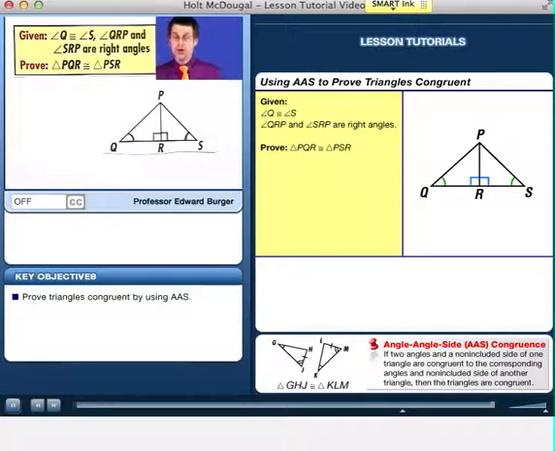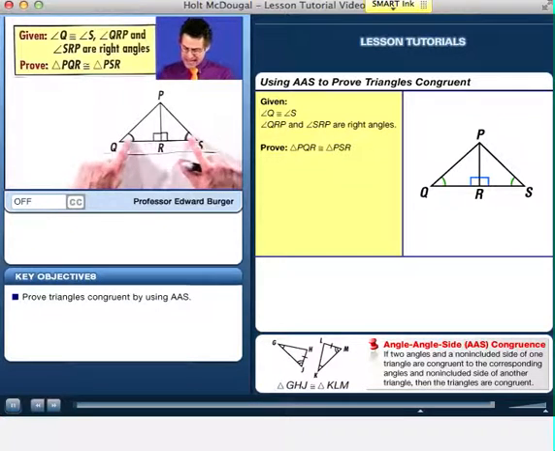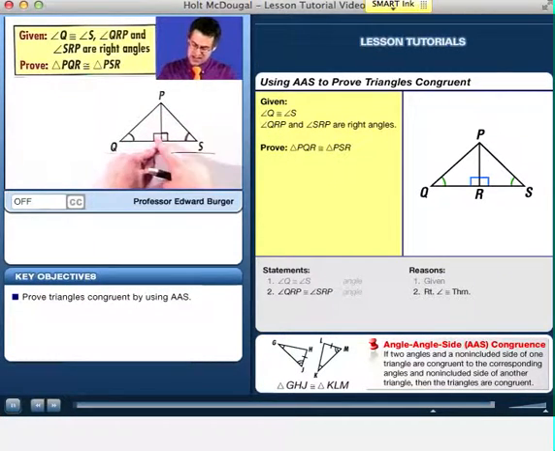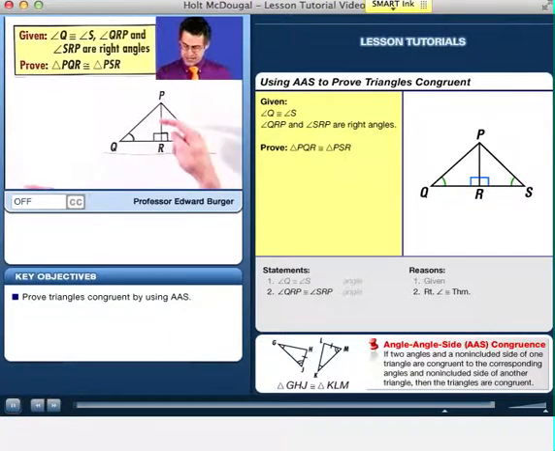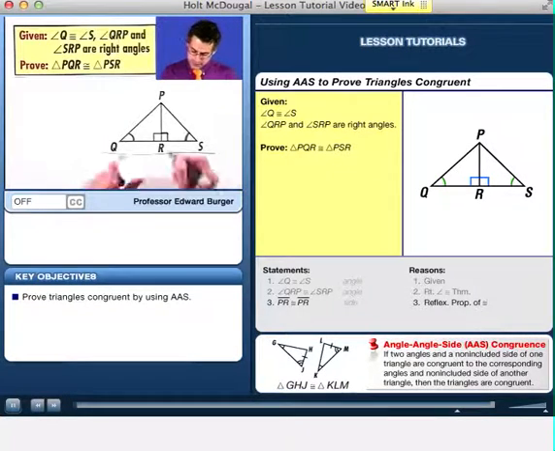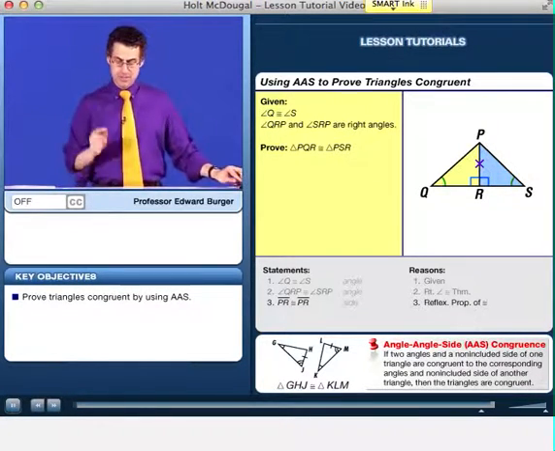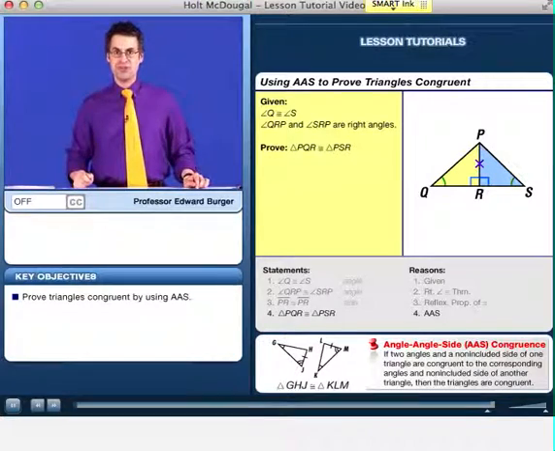How can we do it? Well, look, this is crying out for angle, angle, side. Because I have angle congruence, and look at this side. That side is shared by both. So the line segment PR is congruent to itself by the reflexive property. So I have angle, angle, side, congruent to angle, angle, side, and therefore these two triangles are congruent by angle, angle, side. Awesome.